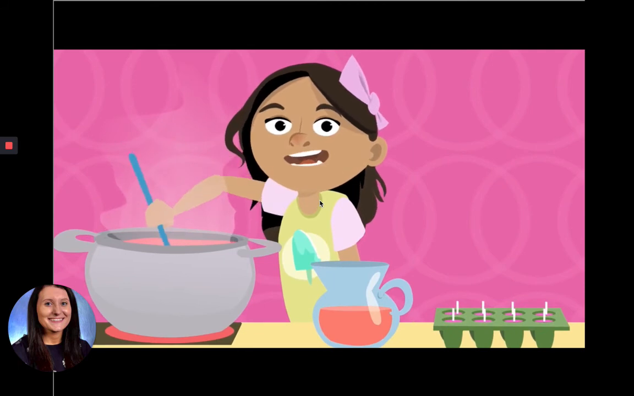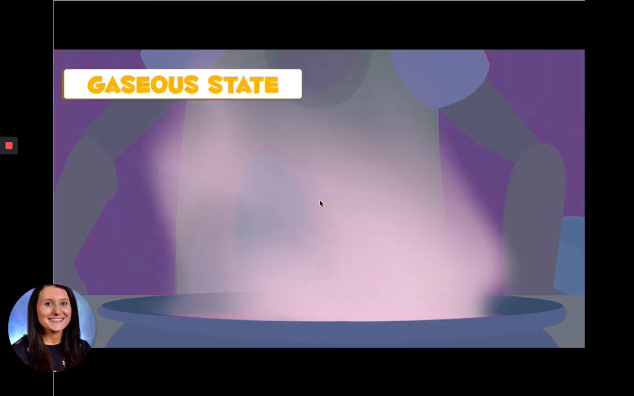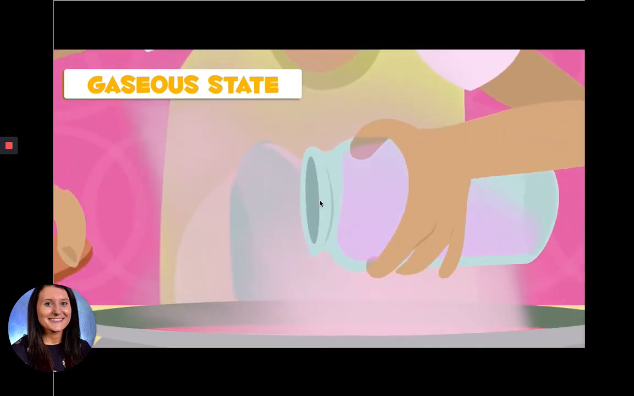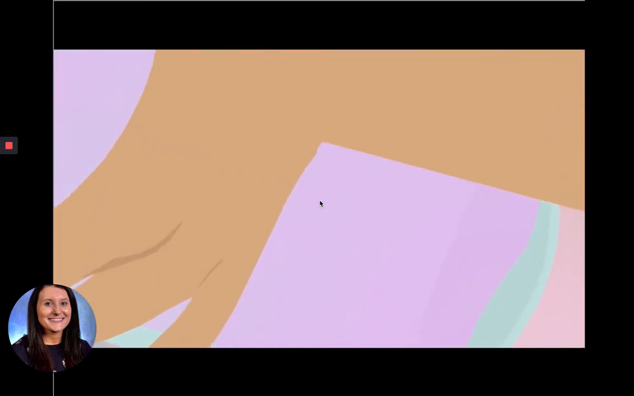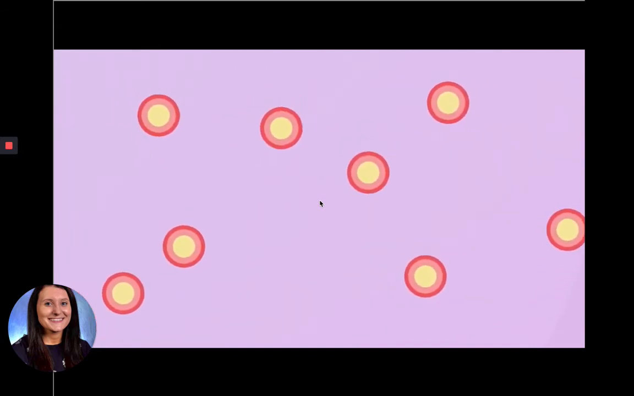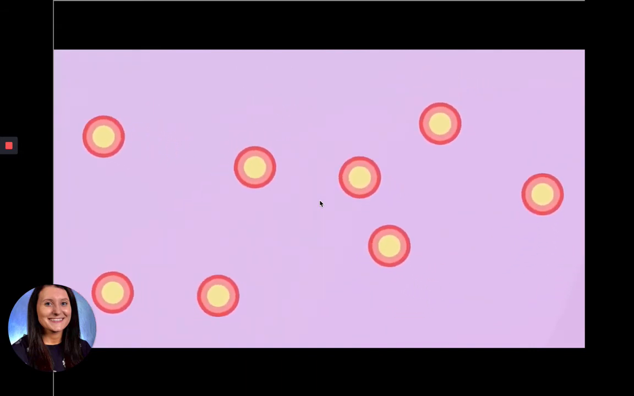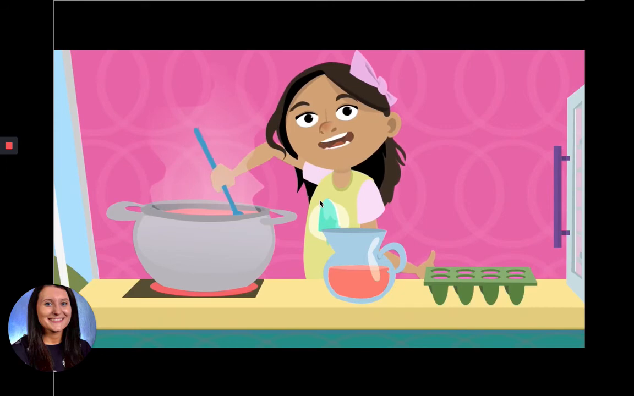Lastly, the gaseous state. The vapor coming out of the pot is a gas. Matter in its gaseous state can change its volume and shape, taking up the space of its container. See? Particles are well separated and can move freely. Look, they move like crazy. Did you get the idea?